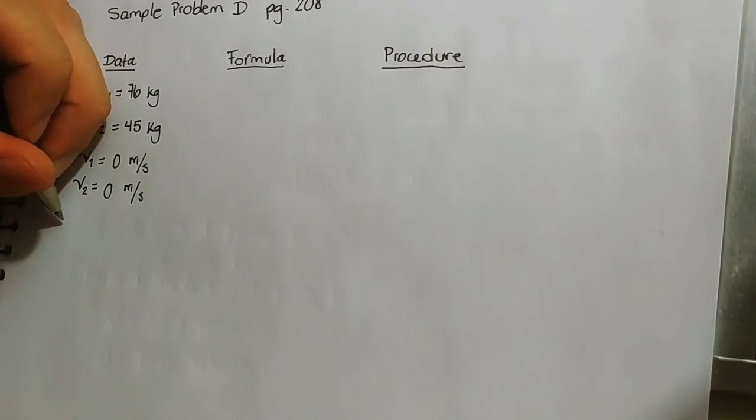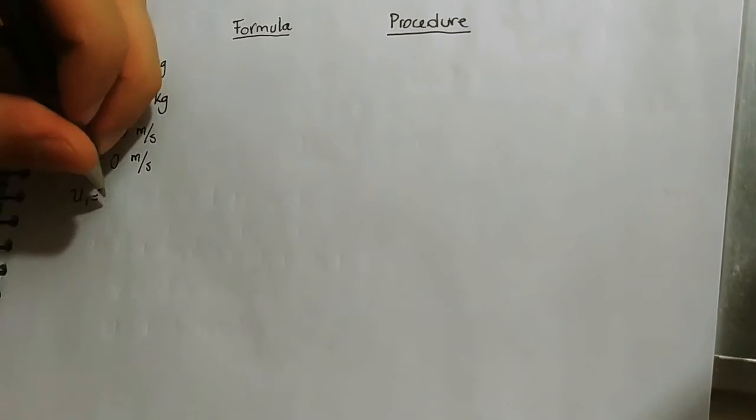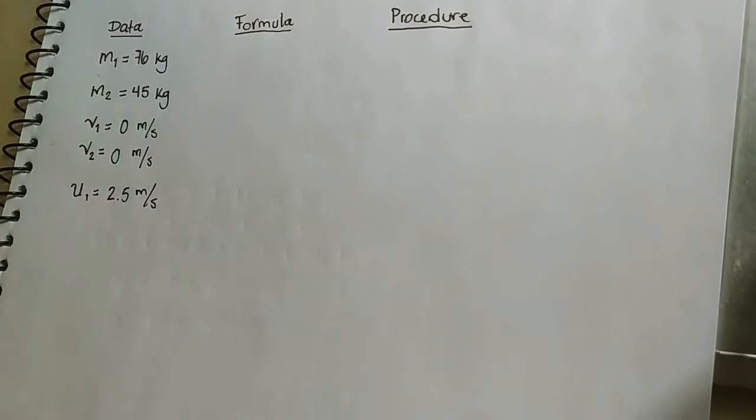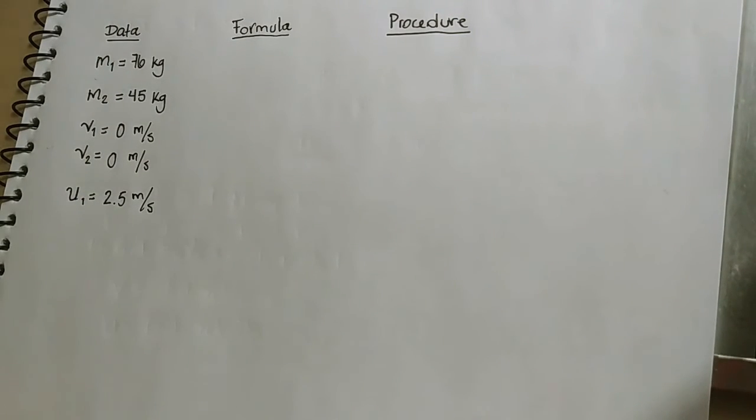Now, final velocities. The final velocity of the boater would be represented by u1. The problem says it is 2.5 meters per second to the right. Why do we take it positive? Because we assume that to the right of 0 is positive.